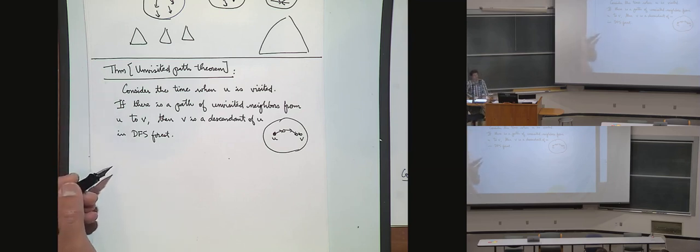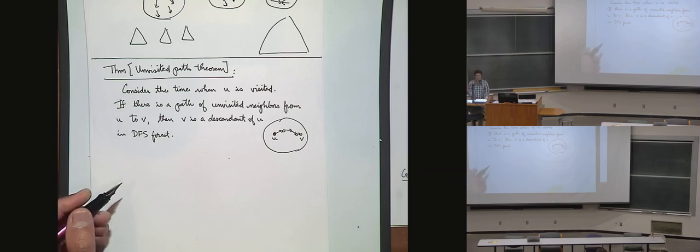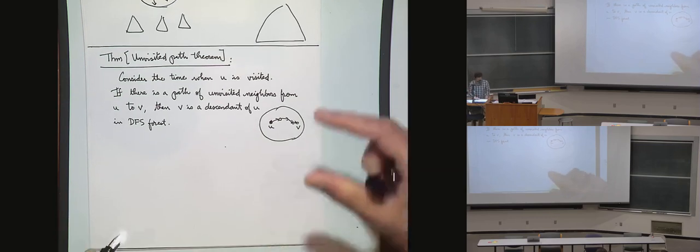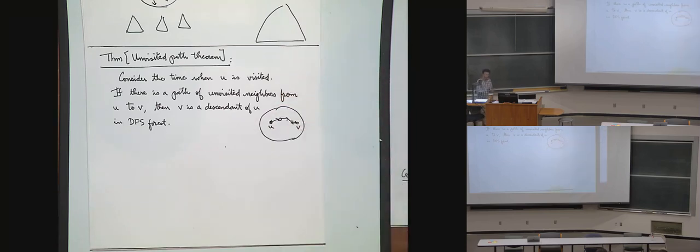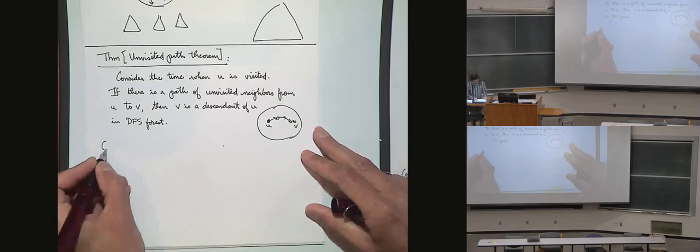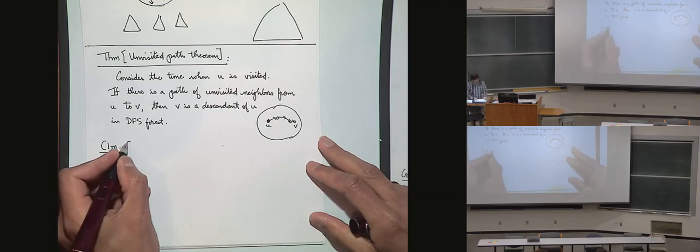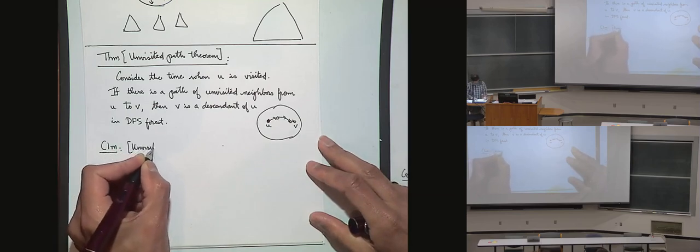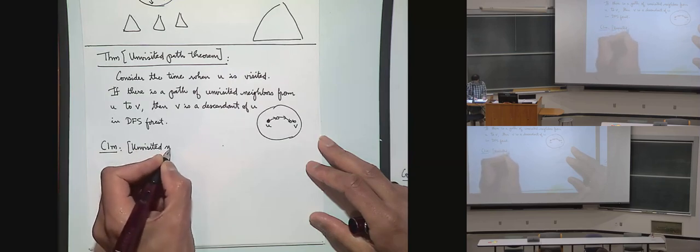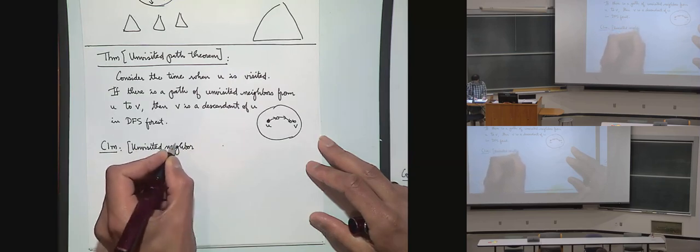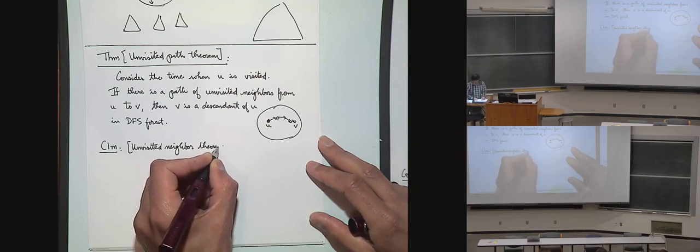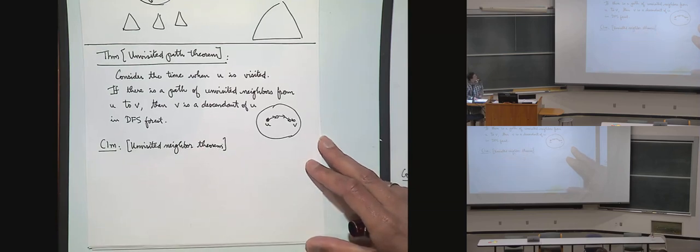So how do you prove this? I'm pretty sure this is in the homework. To prove this, I'll actually prove a simpler statement, and then you just need to do some induction on it. I'm going to prove something which I refer to as a claim. A claim is usually a smaller statement to prove. And this is the simple case, which I'll call the unvisited neighbor theorem.